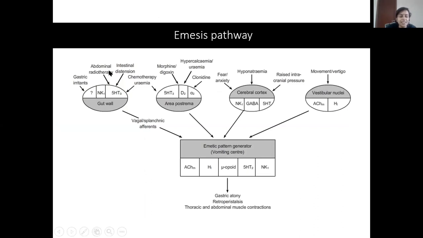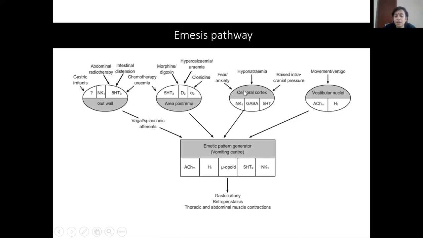You can see that, for example, a patient is undergoing abdominal radiotherapy, or if there is an intestinal distension, or if there is chemotherapy going on, renal failure and uremia, what happens? 5-HT3 is the top and left part. You can see 5-HT3 in the gut wall. So these are the common causes that we come across in our setting. Morphine, you can see the second from the left, morphine or digoxin. Drugs like morphine act at the D2 receptors. Hypercalcemia, uremia, D2 in the CTZ. So this is one diagram which I used initially to get over the hang of receptors and the drugs.